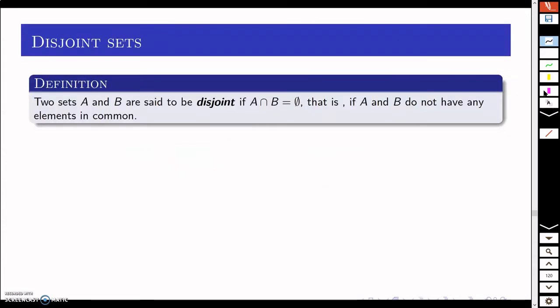What are disjoint sets? Suppose I have two sets with me, A and B. These two sets A and B are said to be disjoint if their intersection is an empty set. That means they have no element in common. So two sets A and B are said to be disjoint if A intersection B is empty, that is, if A and B have no elements in common.